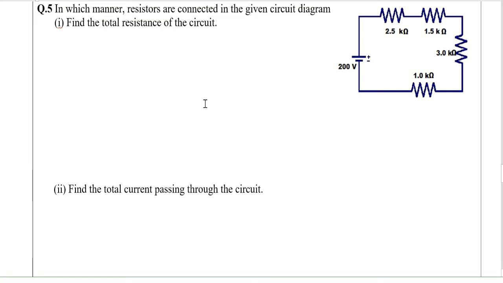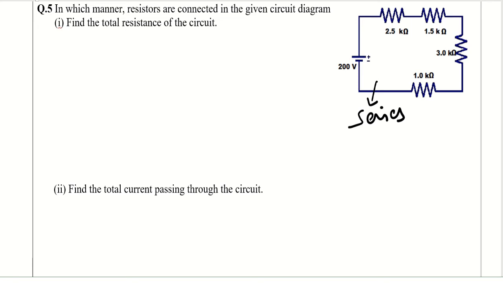Now question number 5: in which manner are the resistors connected in the given circuit diagram? When a circuit diagram is given, you have to define in which manner the resistors are connected. Manner means the resistors are in series or in parallel. So this is a series circuit.